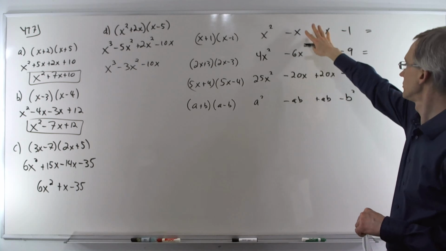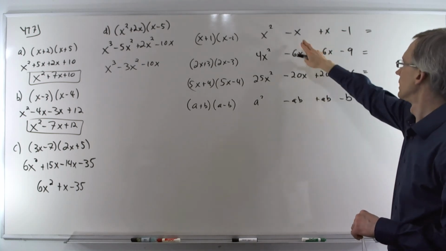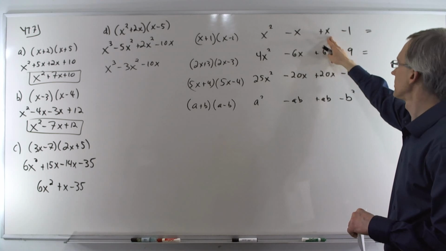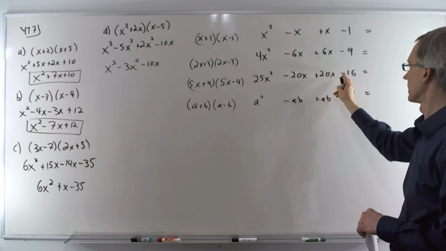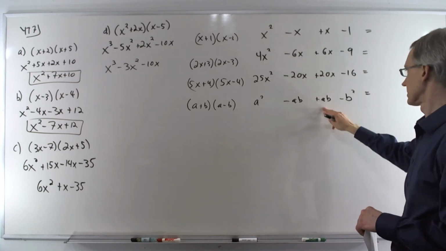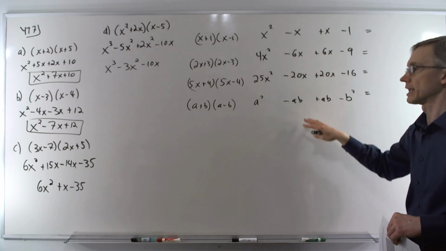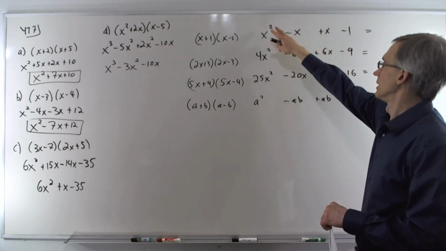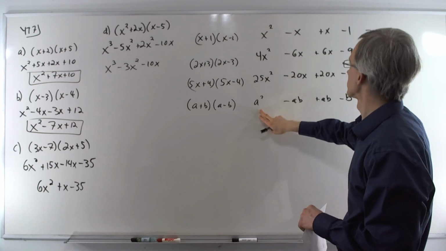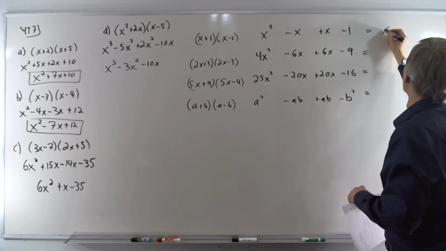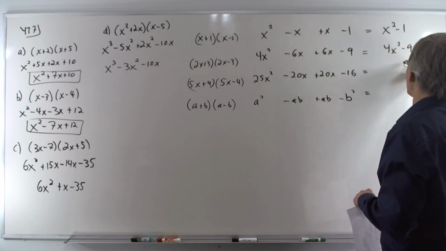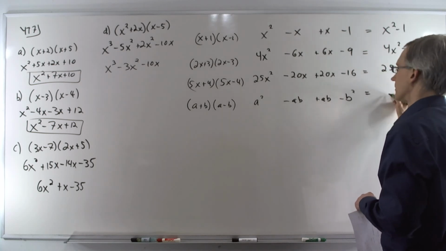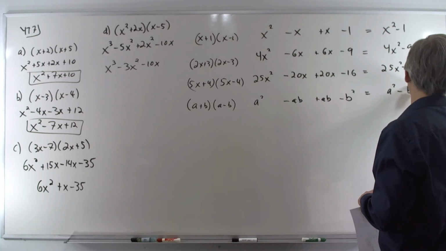Now notice what happens in these two middle terms in all these cases. Negative x plus x. Combine them to get 0. Negative 6x plus 6x. Combine them to get 0. Negative 20x plus 20x. Combine them to get 0. Negative ab plus ab. Combine them to get 0. They all cancel each other out. So what we get is the first term and the last term only. x squared minus 1. 4x squared minus 9. 25x squared minus 16. And a squared minus b squared.